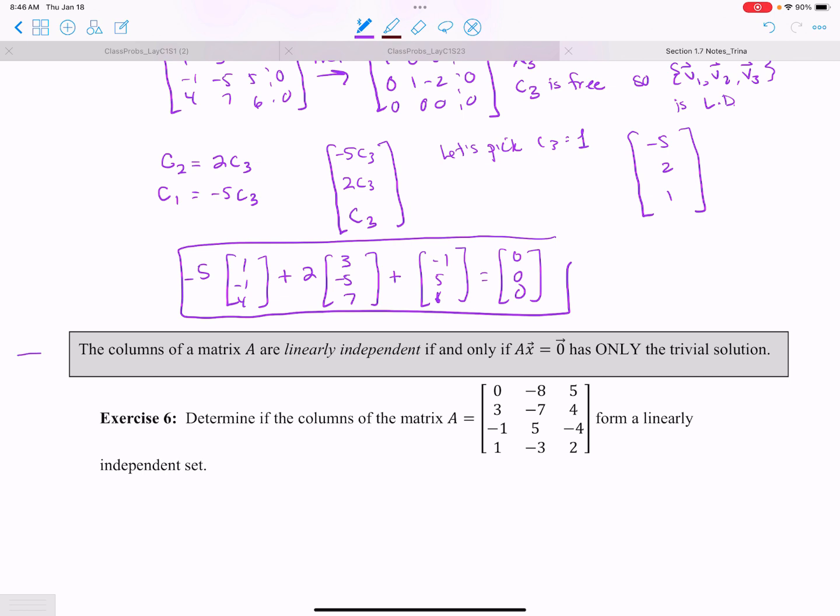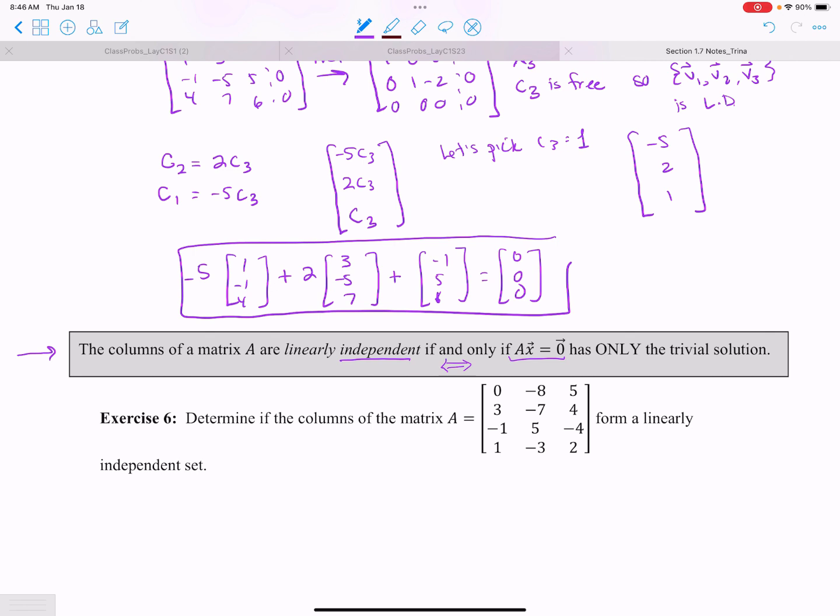All right, so another important piece of information. The columns of A are linearly independent if and only if AX equals 0 has only the trivial solution. So just to remind you, this if and only if means an arrow both ways. So it's basically saying if you know the columns are independent, then you know AX equals 0 has only the trivial solution. It also tells you that if AX equals 0 has only the trivial solution, then the columns of A are linearly independent. So if you know one side, you know the other side.